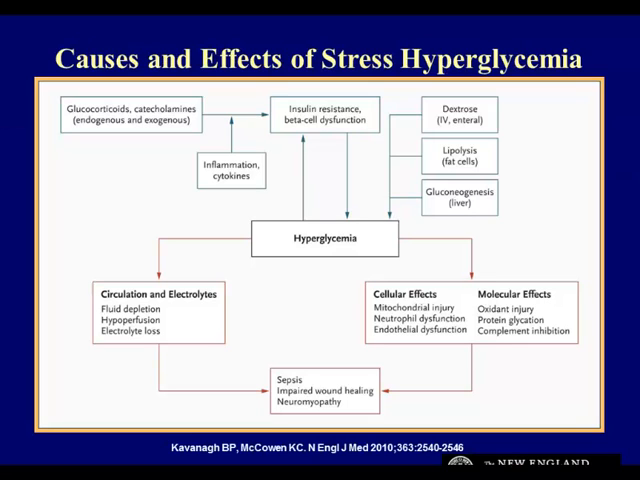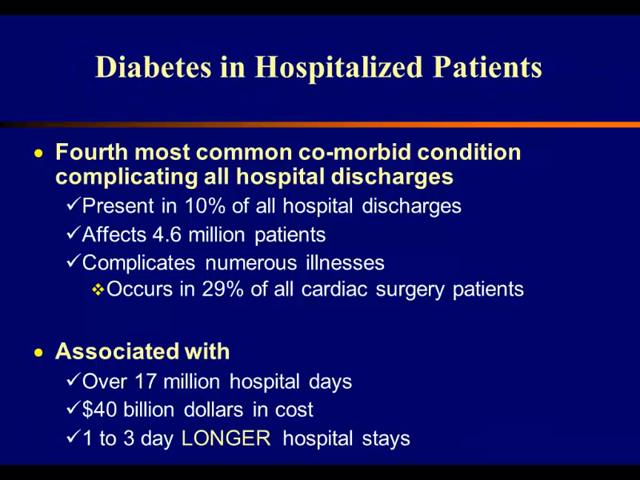This is from the New England Journal a couple years ago, showing what stress hyperglycemia is, and it shows that cytokines, glucocorticoids, and catecholamines all seem to lead toward hyperglycemia through insulin resistance and so forth. This has effects: if you get hyperglycemic, you can get dehydrated, fluid electrolyte abnormalities, as well as cellular effects. We know that the white blood cell does not chemotax properly when you're hyperglycemic, and you don't lay down collagen and heal your wounds and fibrin very well either. So diabetes is an important comorbidity in the hospital, and people with diabetes tend to have longer stays and cost more money.